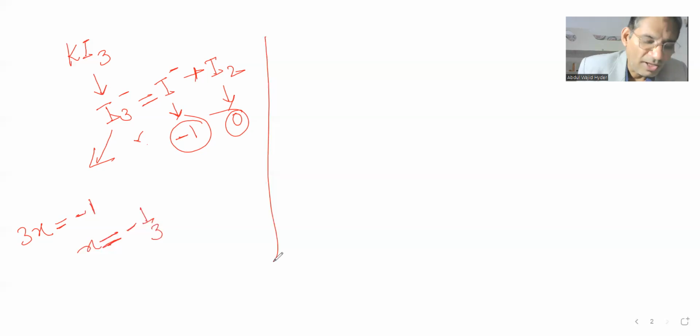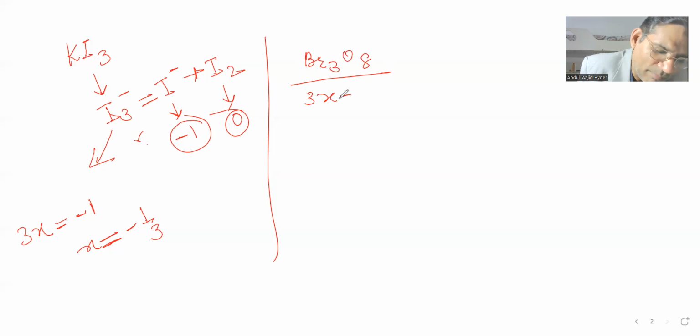Now see, this is all over. Now see Br3O8. What oxidation number, what charge are these three bromine atoms having? Average method: 3x minus 16 is equal to 0. So x will be equal to 16/3. That's the average method.